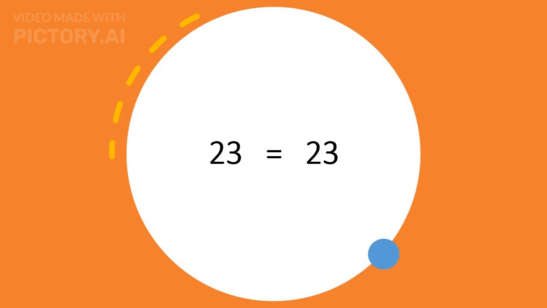The numbers on both sides are equal. That is why we will use the equal to sign. 23 is equal to 23.